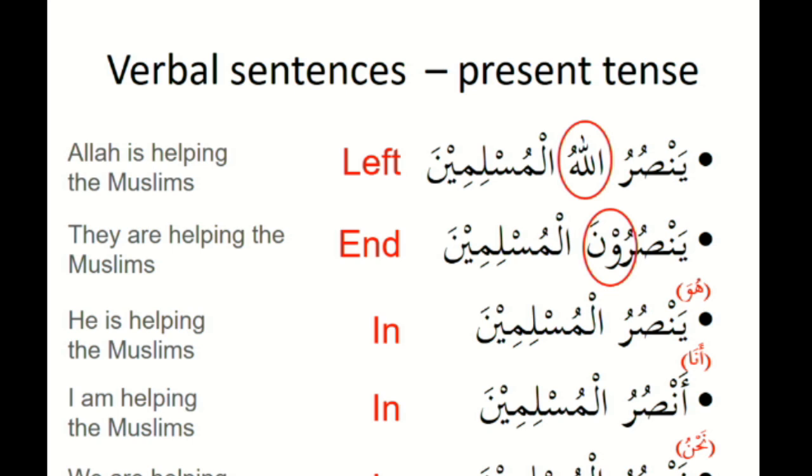One last thing before I give you some group work. I don't have a slide for it, but I'll just tell it to you anyway. You know the past tense verb, right? Nasara. So what does Nasara mean? He helped. Then you have the verb Nasaru. What does Nasaru mean? They helped. Where's the fa'il of Nasaru? The end. What's at the end of Nasaru? There's a waw and an alif.